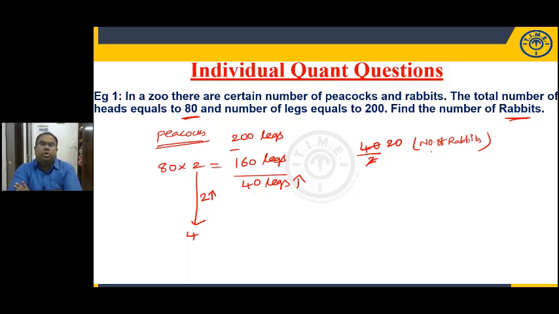Why 40 legs more? You will tell me, sir, some of them are rabbits. So what will happen if I replace a peacock by a rabbit? A peacock has 2 legs, a rabbit has 4, so the number of legs will increase by 2. One replacement will give me 2 more legs. I want 40 more legs. So 40 by 2, there are 20 rabbits. This is how you look at solving this question.